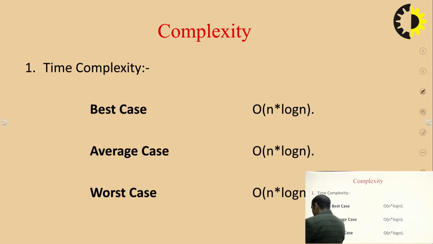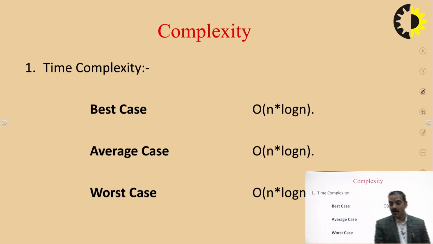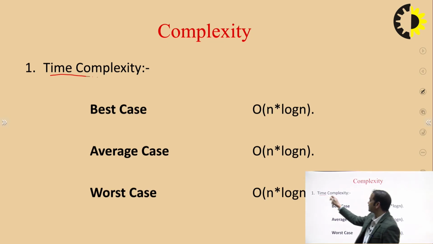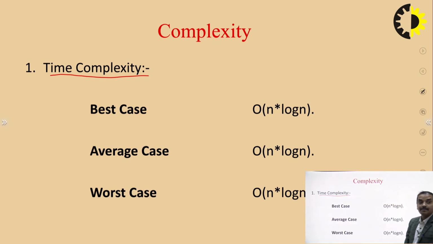Complexity means how much time or how many steps are required to solve the given problem inside main memory. Here, there are two types of complexity. The first one is time complexity and the second one is space complexity. Here we have discussed time complexity. In the next slide, we will discuss space complexity.